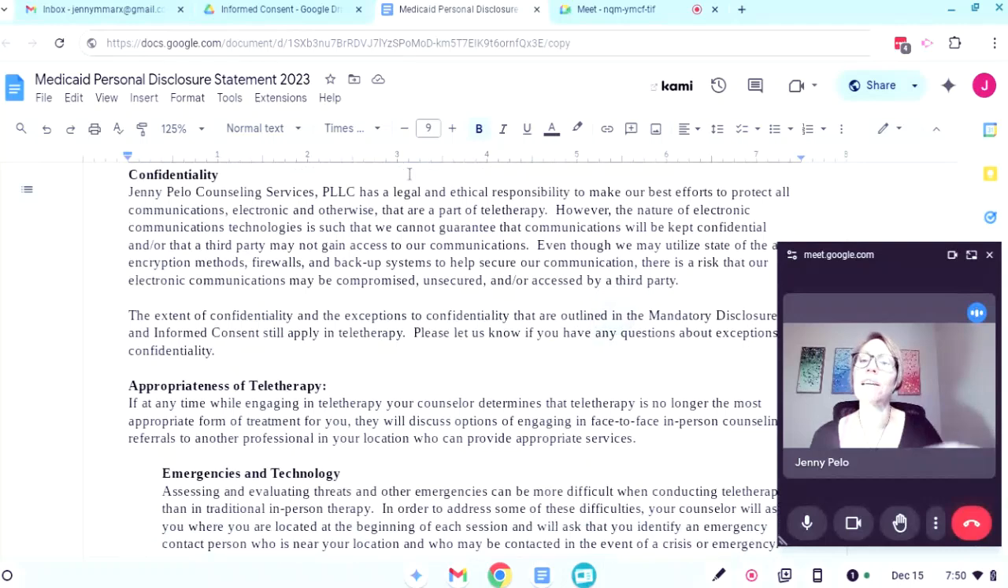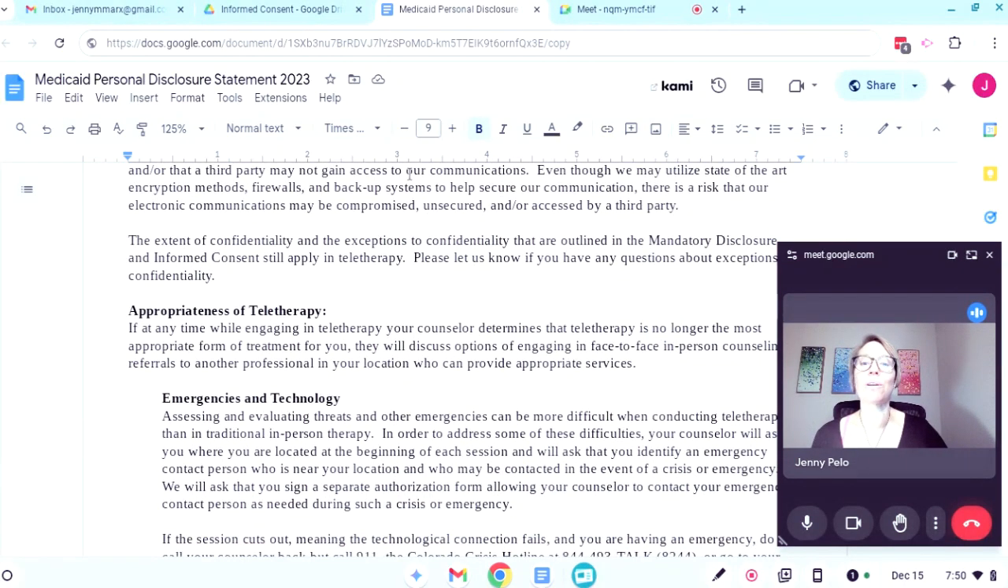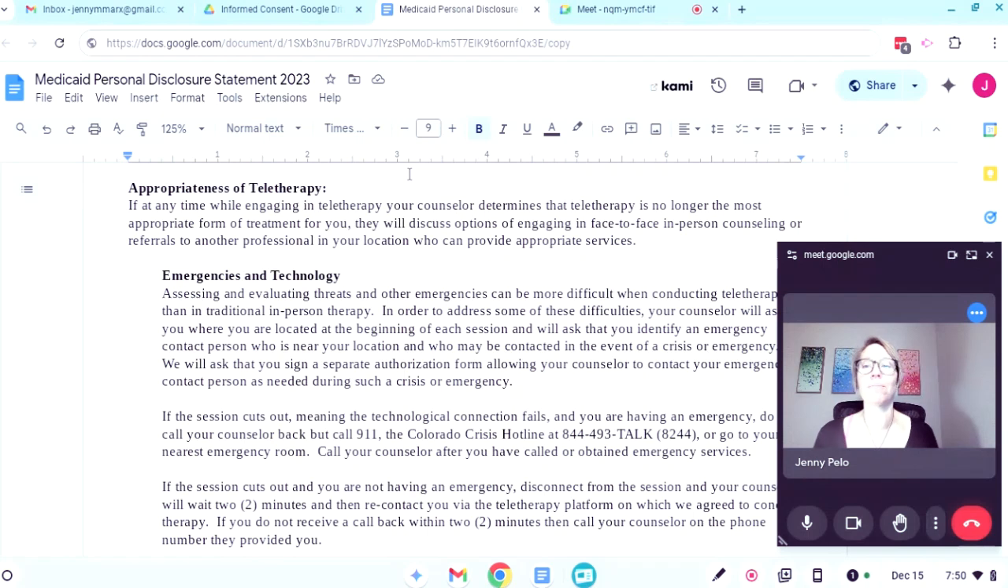And then confidentiality. There are going to be some specific things that we need to do when we have a teletherapy session. So one of those things is making sure that you and the other person are in a private location. You don't have as much control over that, especially when your client is somewhere else. You can only control where you are, and then try to encourage them to be in a private location as well.